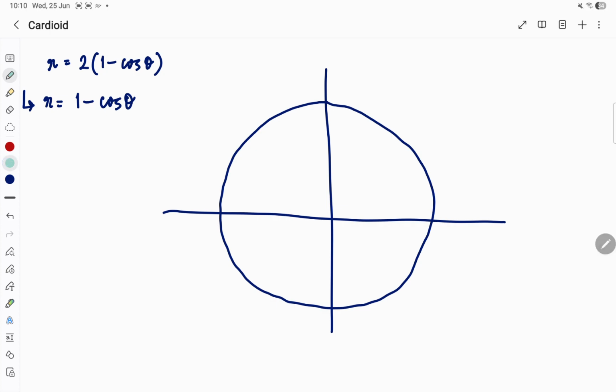So let's say when theta is 0, then cos theta is 1. So here r equals 1. So the whole 1 is getting subtracted from this. So this point here, that is coming here. Okay. From here, that is from theta 0.